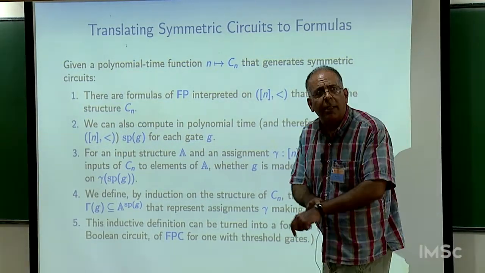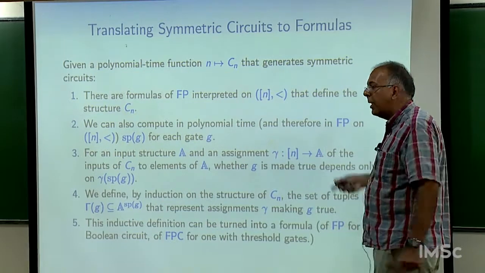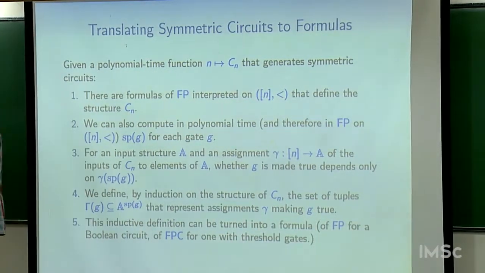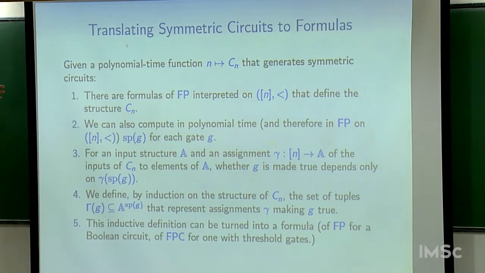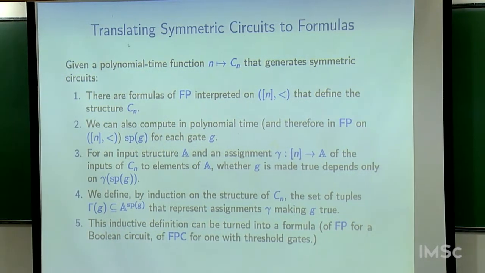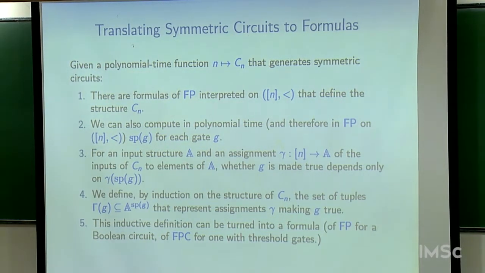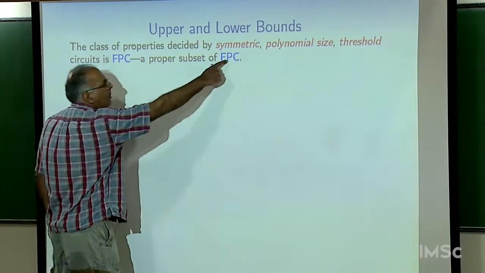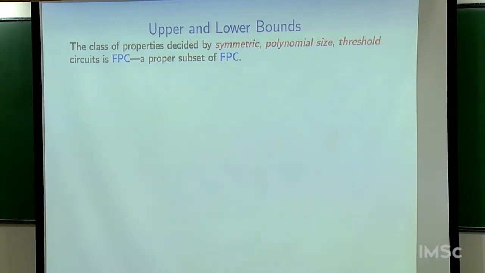Okay, I was finishing at 10 to? Well, I'm done actually. So let me just say, now, the main thrust of this is that I think fixed point with counting has a natural characterization in terms of circuits. FPC is the same as those properties decidable by symmetric polynomial size threshold circuits. Sorry, that's not a proper subset of FPC. That should be a proper subset of P, right?